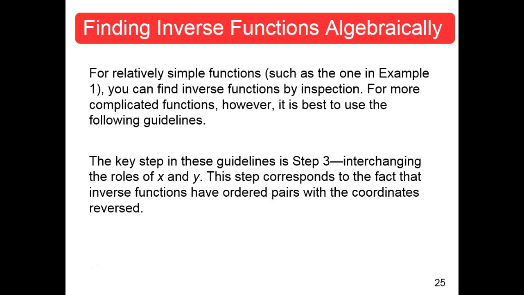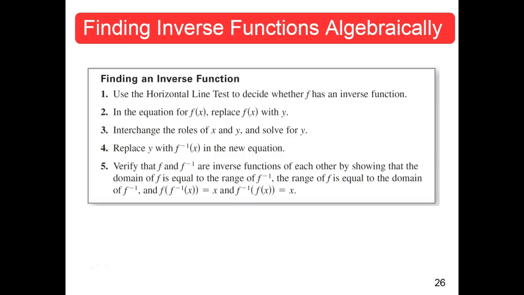But here's the thing. You're interchanging x and y. Isn't that what we first did when we were doing an inverse function? You flip the x and y. So that's why they say it's a key step. That step corresponds to the fact that inverse functions have ordered pairs with the coordinates reversed. So here are the steps. Now, written out, they sound a little blah, blah, blahish, okay? When you do them, I hope they'll make more sense.